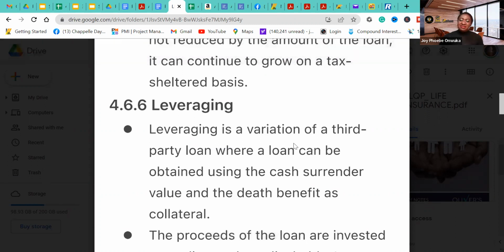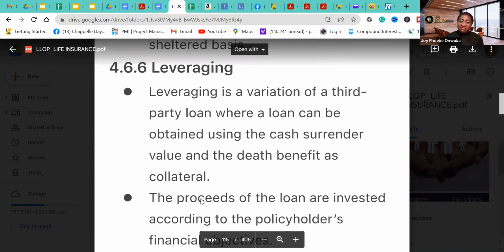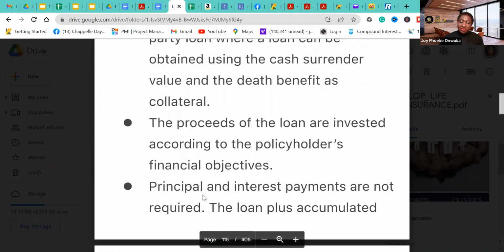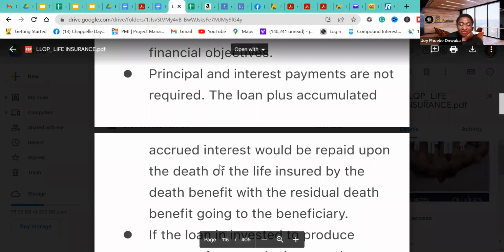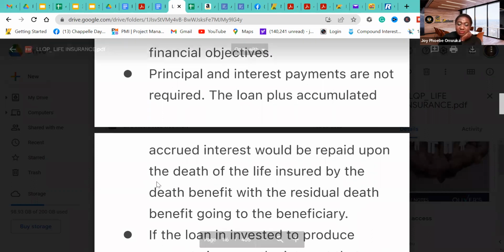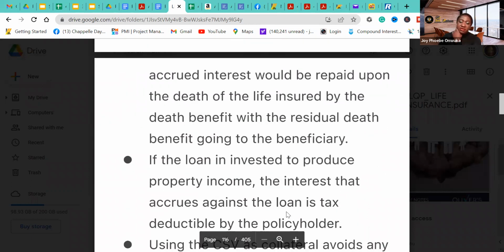Leveraging. Leveraging is a variation of a third-party loan where a loan can be obtained using cash surrender value and the death benefit as collateral. Now, the proceeds of the loan are invested according to the policy owner's financial objective. Principal and interest payments are not required, and the loan plus accrued interest will be repaid upon the death of the life insured by the death benefit, with the residual death benefit going to the beneficiary.